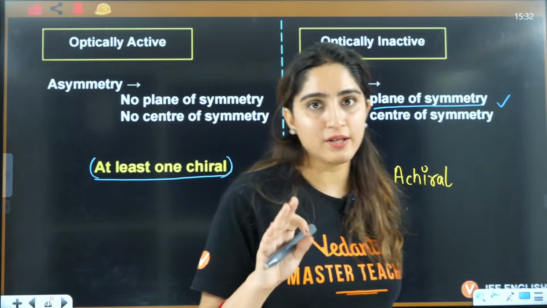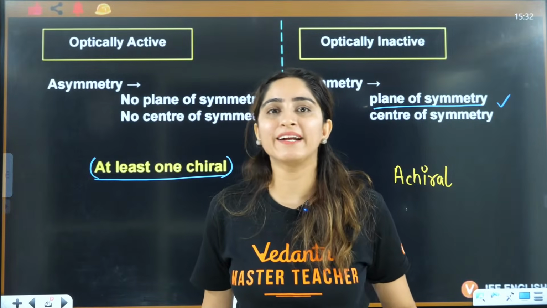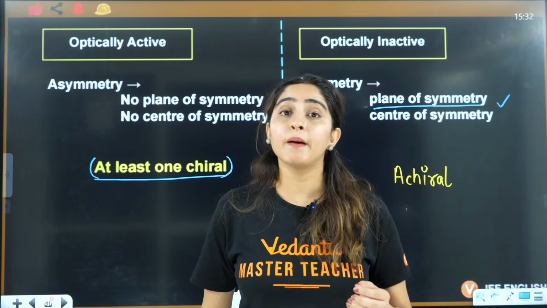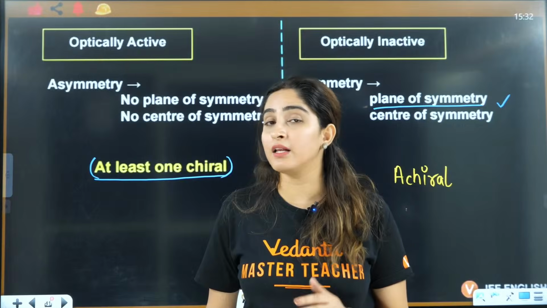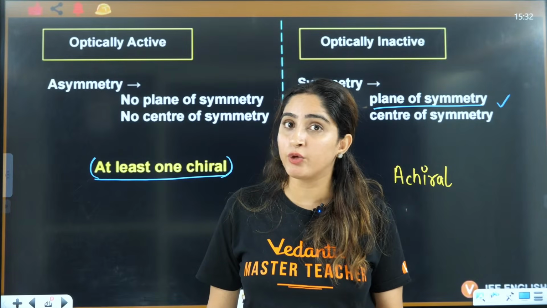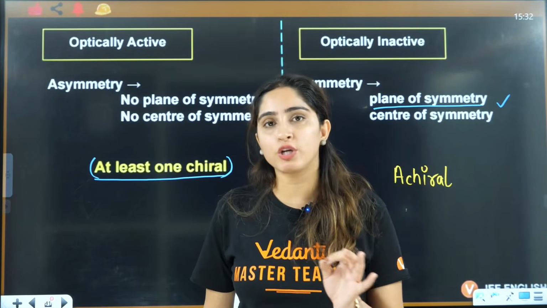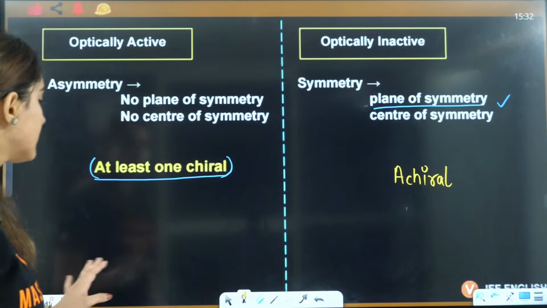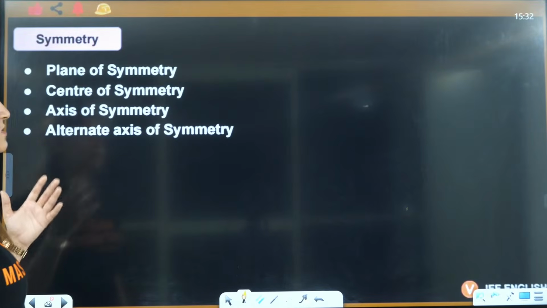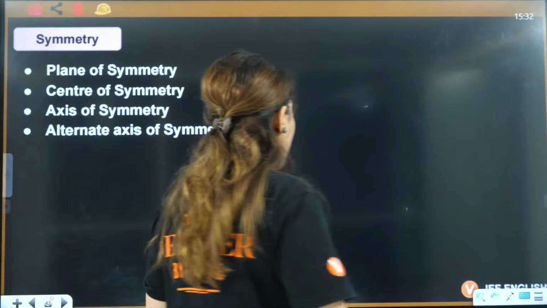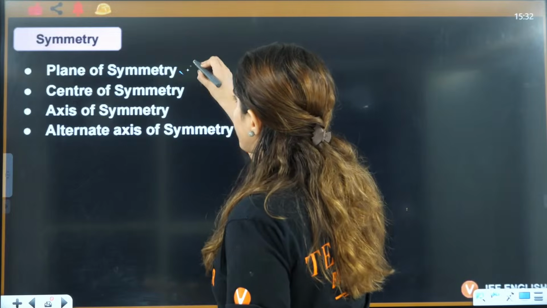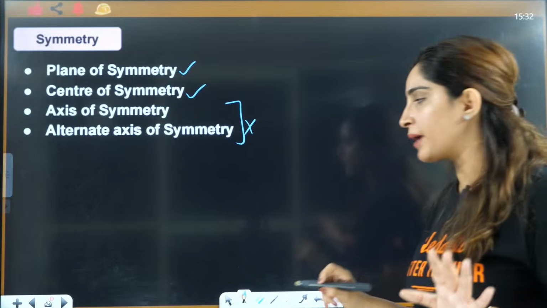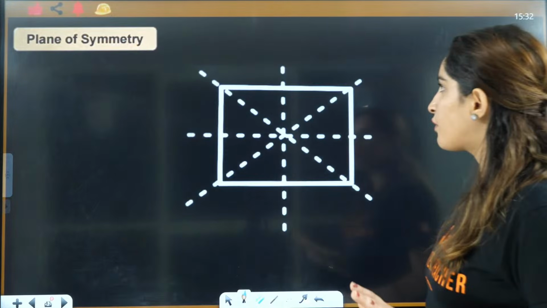Now the question is, ma'am, how will I test the symmetry? How will I define the plane of symmetry? How will I define whether it's a chiral or achiral molecule, right? For that, individually, firstly we'll talk about plane of symmetry, then we'll talk about chirality. So firstly, let's discuss the symmetry. Guys, in our syllabus, we have only plane of symmetry and center of symmetry. So let's discuss plane of symmetry.